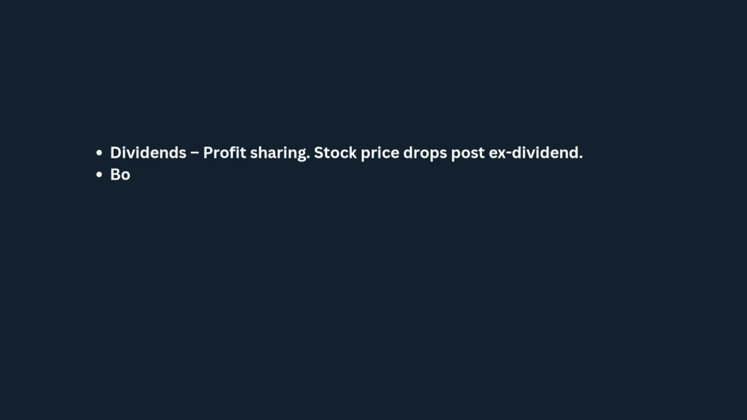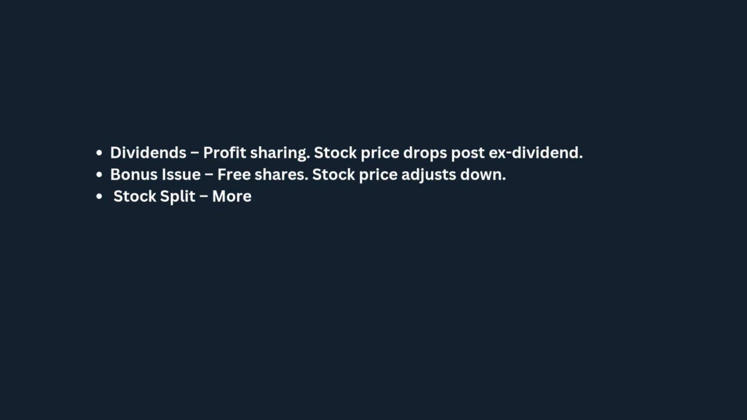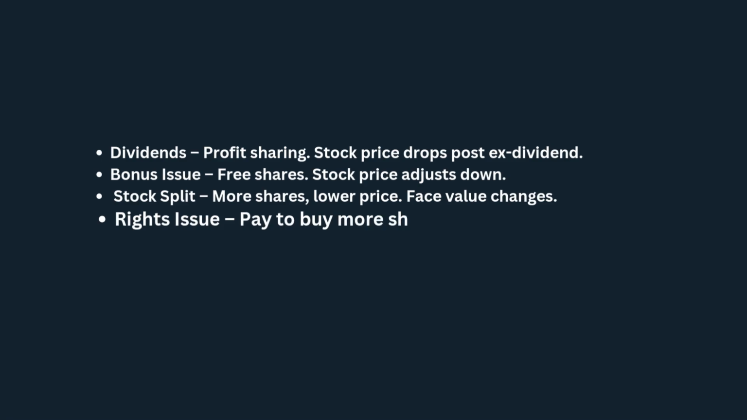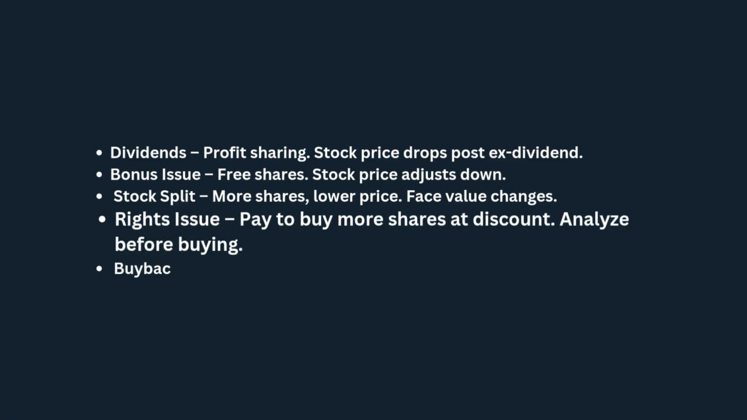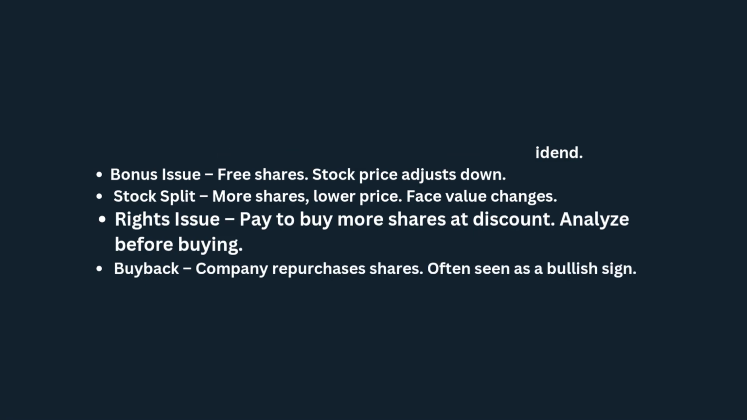Here's a quick summary. Dividends, profit sharing. Stock price drops post-ex-dividend. Bonus issue. Free shares. Stock price adjusts down. Stock split. More shares, lower price. Face value changes. Rights issue. Pay to buy more shares at discount. Analyze before buying. Buyback. Company repurchases shares, often seen as a bullish sign.